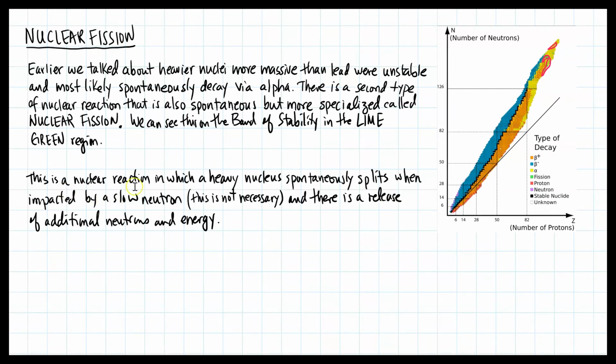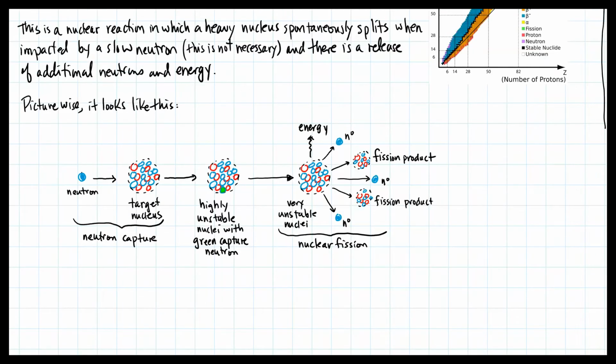This is a nuclear reaction in which a heavy nucleus spontaneously splits when impacted by a slow neutron, although this is not necessary. And there is a release of additional neutrons and energy. Picture-wise, it looks like this. So there's a neutron. That neutron is sometimes called a thermal neutron, and then you have a target nucleus. What happens here is that this neutron is literally captured by this nucleus. This is called neutron capture.